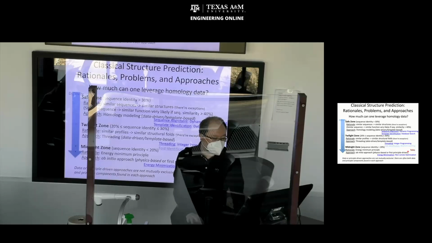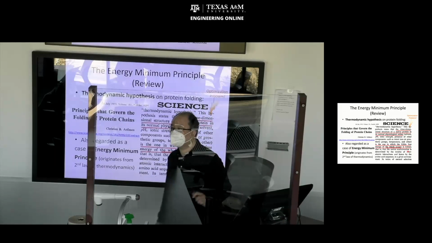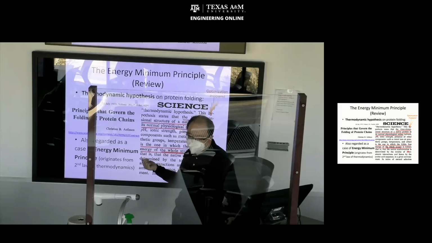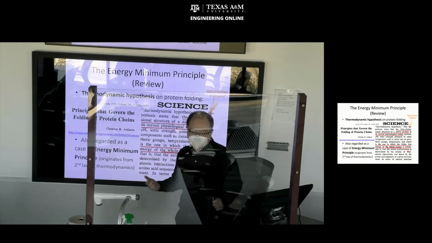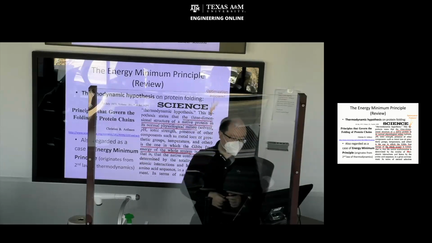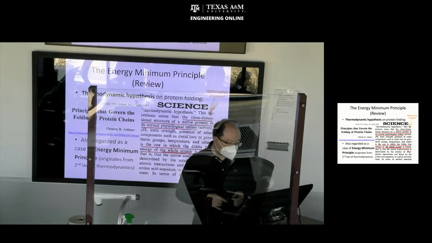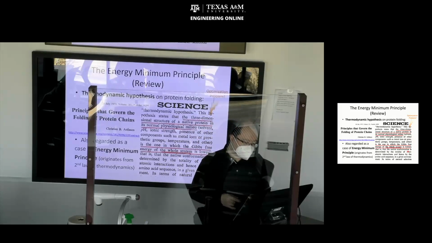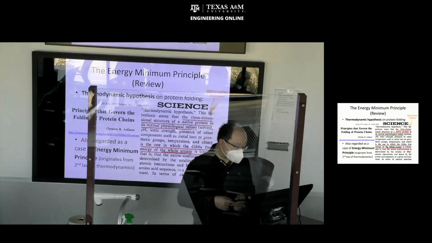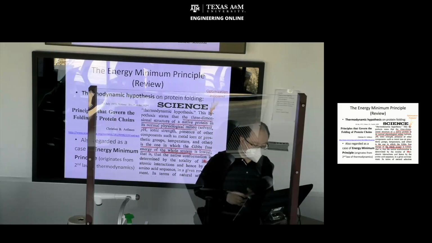Well, we have to follow the principle then. What input leads to the output, right? So how can a one-dimensional sequence fold into a three-dimensional structure? Again, we have learned this before. This is the energy minimum principle, right? Discovered and verified experimentally by Anfinsen and others, even before I was born.